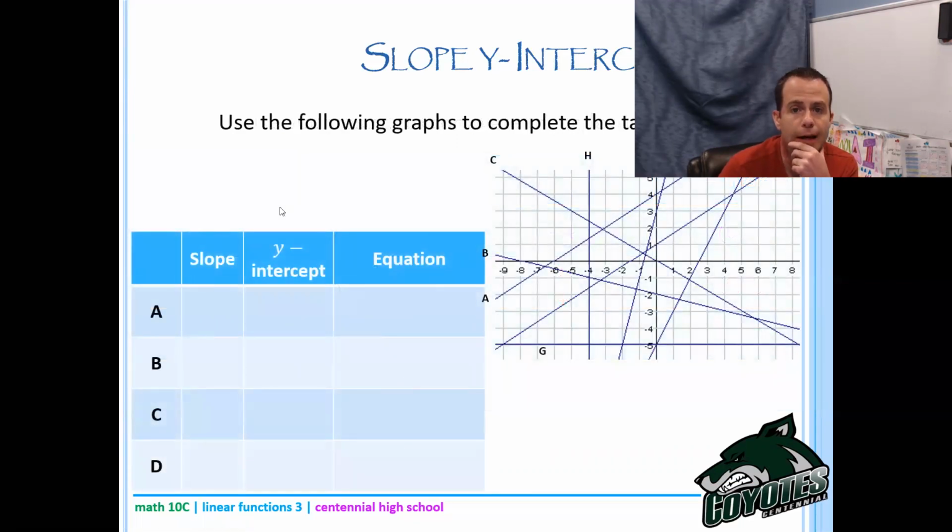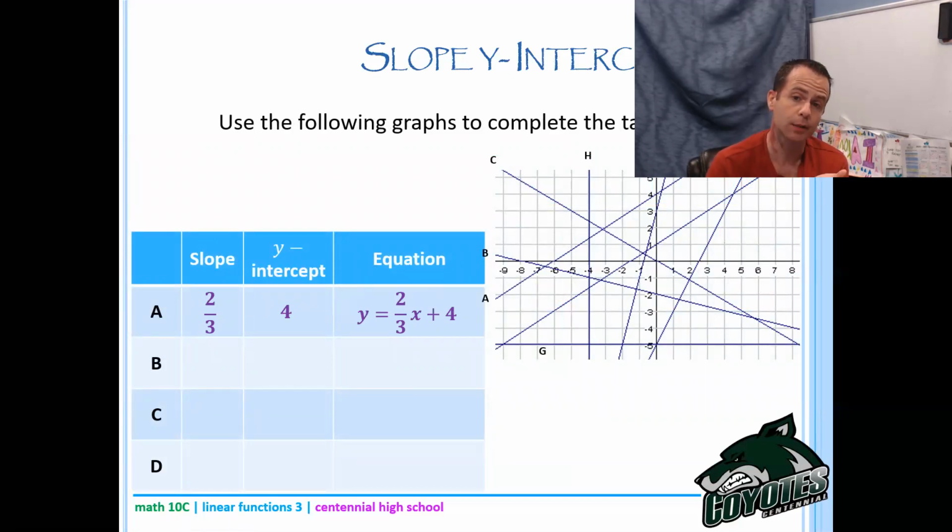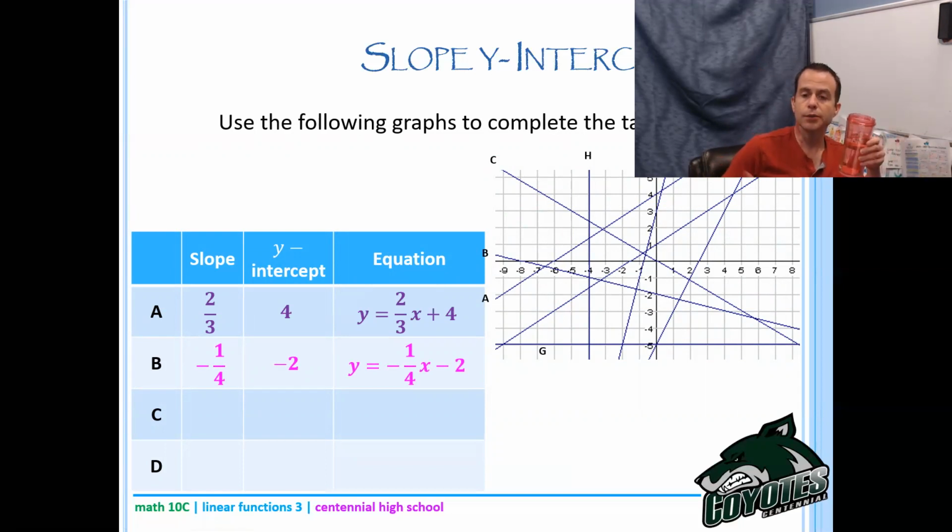Awesome. Okay, so now we're going to take this one step further, and we're going to build the equation. So we're going to take a look at a. For a, we want to find the slope, we want to find the y-intercept, and then we want to create the equation. Okay, so you should have gotten a slope of 2/3, a y-intercept of 4, and so the equation is y equals mx plus b, y equals 2/3x plus 4. Okay, for b, you ended up with a slope of -1/4, a y-intercept at -2, and so the equation is y equals -1/4x minus 2.